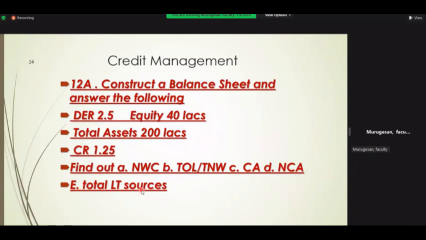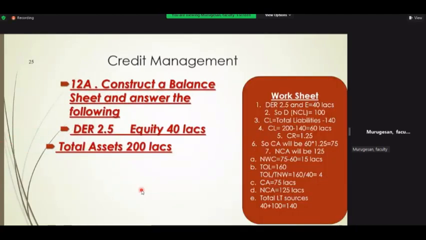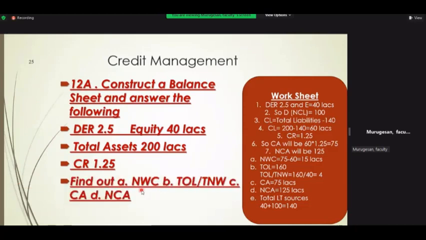This is only a sample. The same way they will ask. Don't worry. If you are lucky and similar questions come, you can answer nicely. I will give so many models. It has now been explained on this side. This is the question we just solved. Now the explanation is given here.